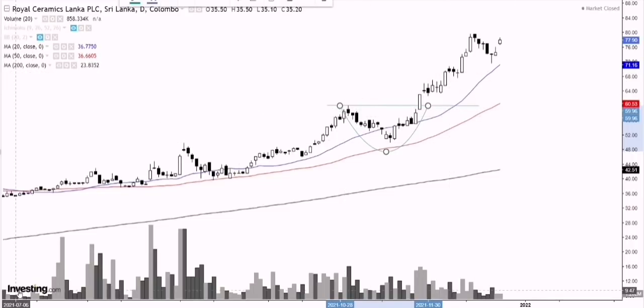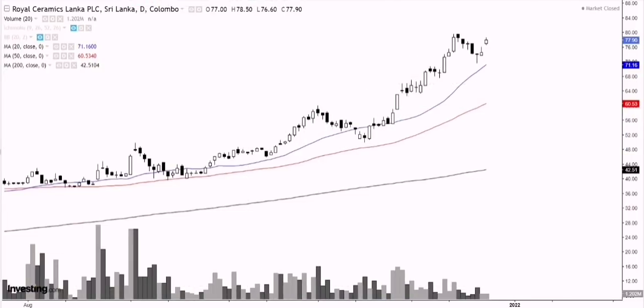That's one way to measure it, and we possibly see another form of base forming here as well. We see another rounded base over here, where the highest point is 79.60 and the lowest point is at 71.50. So let's take it as 71.60, and 79.60. That gives us 8 points. So you add 8 points towards the high at 79.60.